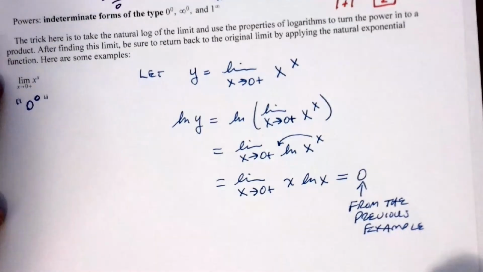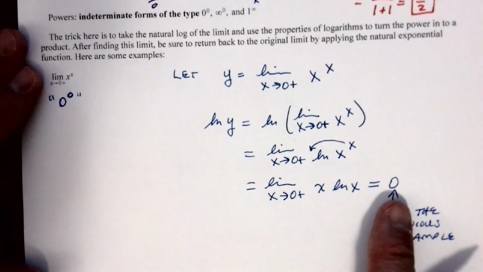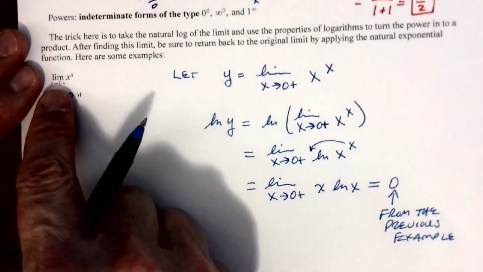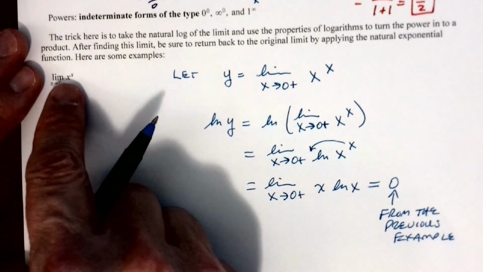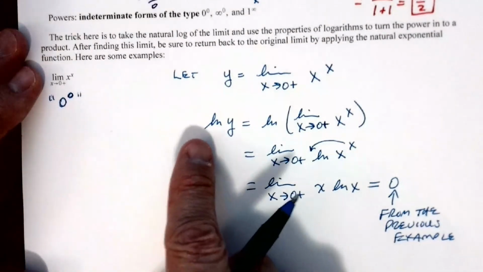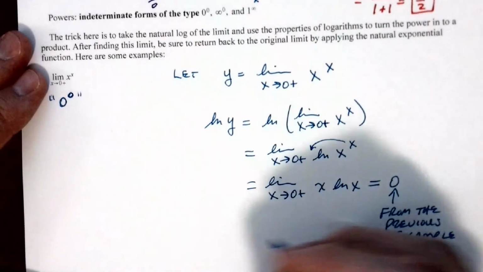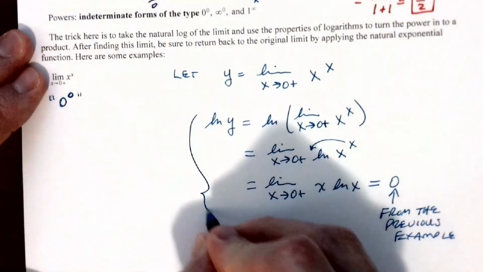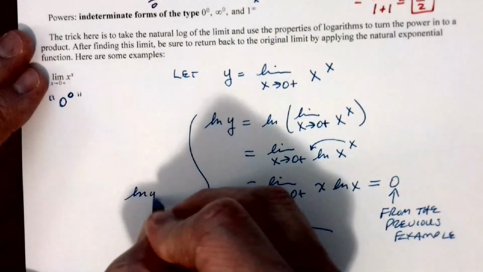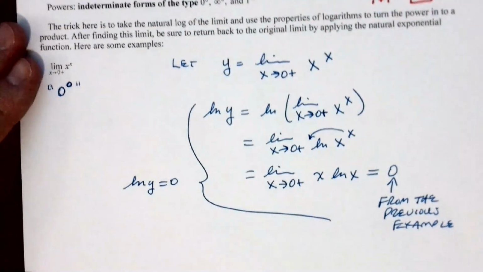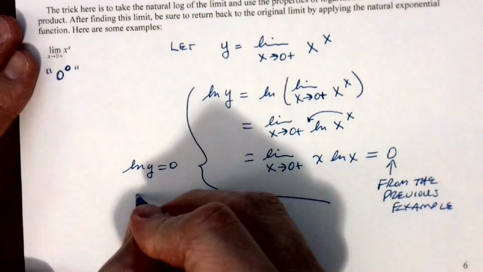Okay, so are we done? Did we find our limit? Well, be careful here. Did I find the limit as x approaches 0 of x to the x? No, that's y. What have I found? The natural log of y. So all this tells me here is that the natural log of y is equal to 0. So if the natural log of y is equal to 0, what is y?